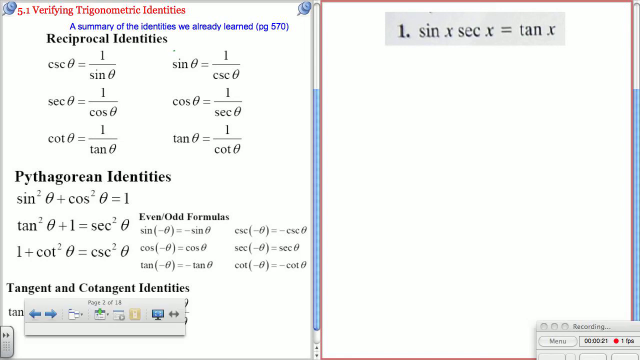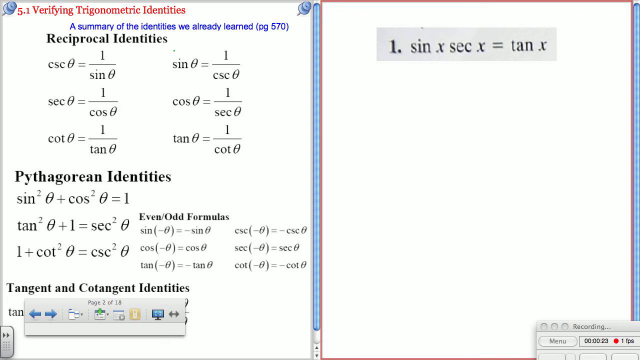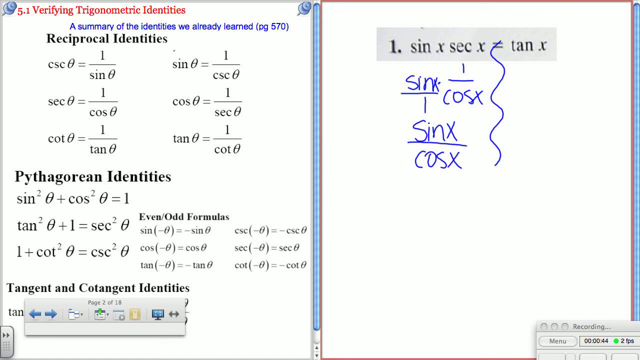Now I see the left side looks a little bit more complicated than the right, so that's where I'm going to start. And I'm going to take secant and change it to 1 over cosine. So I'm going to have sine x times 1 over cosine x. Now sine x is like sine x over 1. If I multiply these fractions across the top and across the bottom, I get sine over cosine, which equals tangent, and that's what I wanted it to equal.